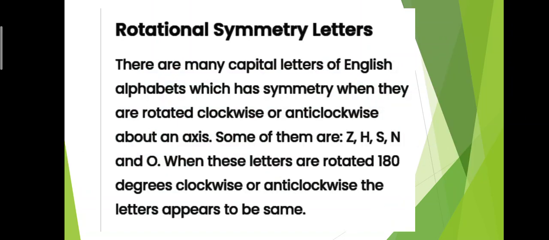Rotational symmetry letters. There are many capital letters of the English alphabet which have symmetry when they are rotated clockwise or anti-clockwise about an axis. Some of them are Z, H, S, N, and O. When these letters are rotated 180 degrees clockwise or anti-clockwise, the letters appear the same.